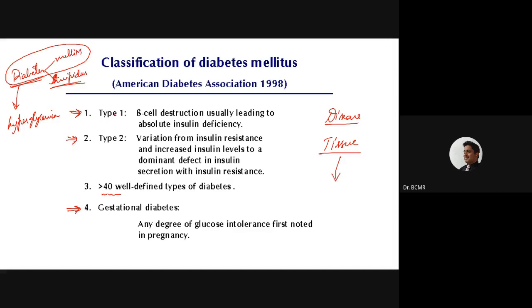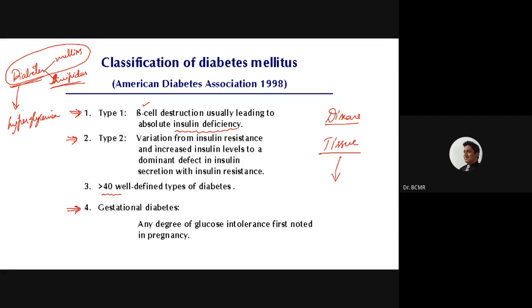So type 1 diabetes is because of insulin deficiency. There is a loss of beta cells. Beta cells in the pancreas are the ones that produce the insulin, and if they are destroyed, there is insulin deficiency.